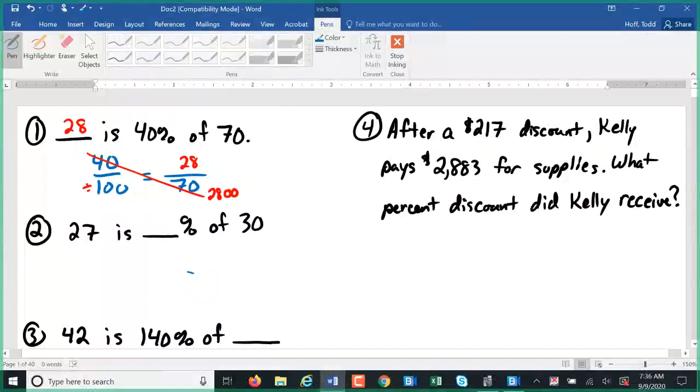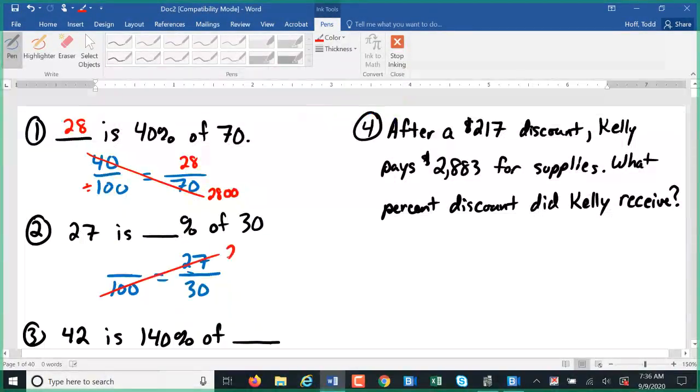Number two, blank percent is blank over 100. So we still start with the percent even though we don't have it. 27 is blank percent, implies the 27 goes on top. Out of 30 puts the 30 on bottom. And again, we cross multiply and divide.